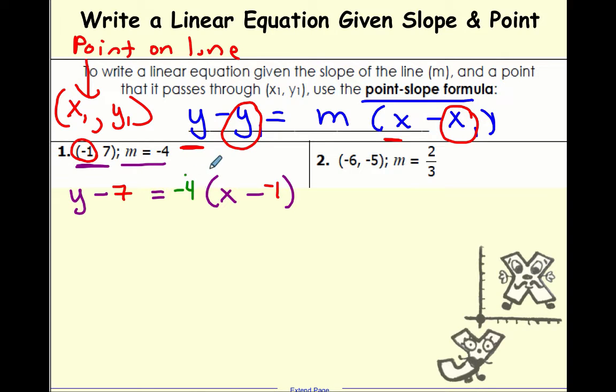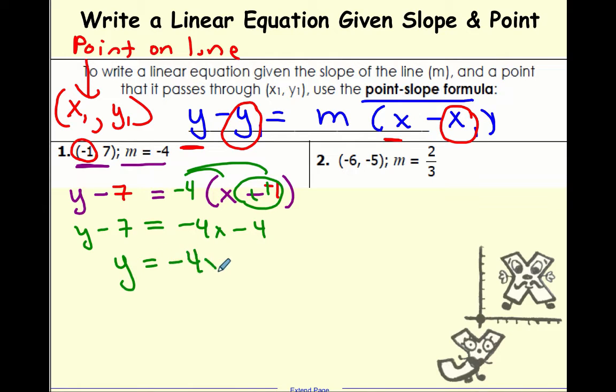To do that, I'm first going to distribute the -4. And remember, minus a minus makes a plus, so -4 times 1 is -4. Now I'm going to add 7 to both sides, so that's going to give me -4 plus 7, which is +3. So it has a slope of -4 and a y-intercept of 3, something else we know.